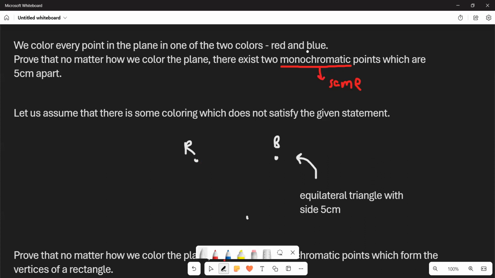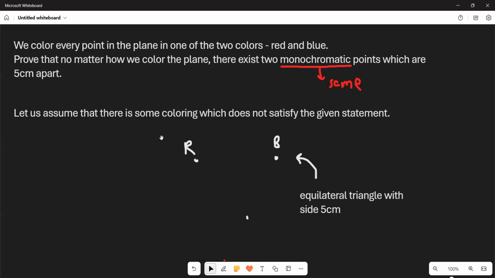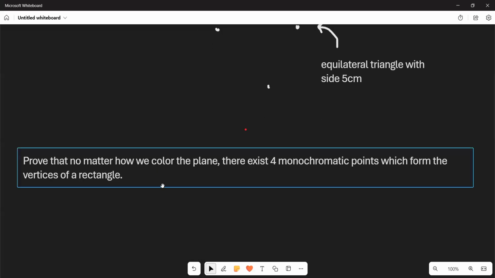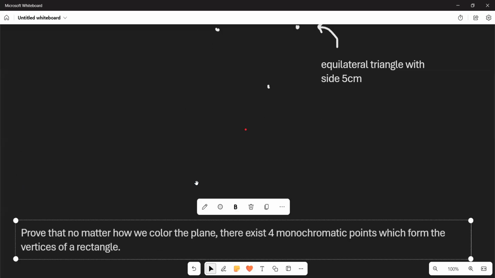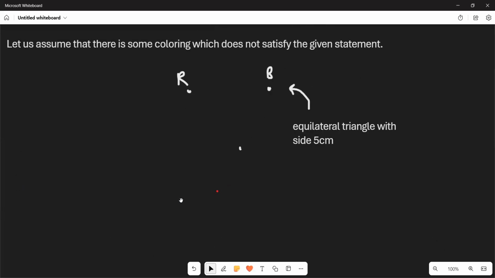Shivans, do you want to add something to this? Yes, ma'am. I have a generalization. If you have n number of colors, you have to take a polygon with n plus 1 sides. Each side should be equal to the difference between the two points. Ma'am, I think it would be wrong. First of all, wait, Chinmay, I really want you to talk about this, but let me just explain what Shivans has said.